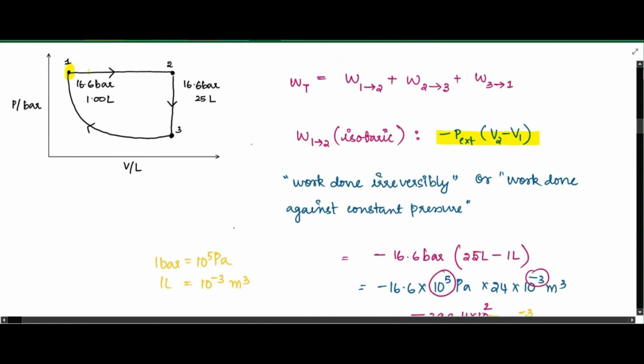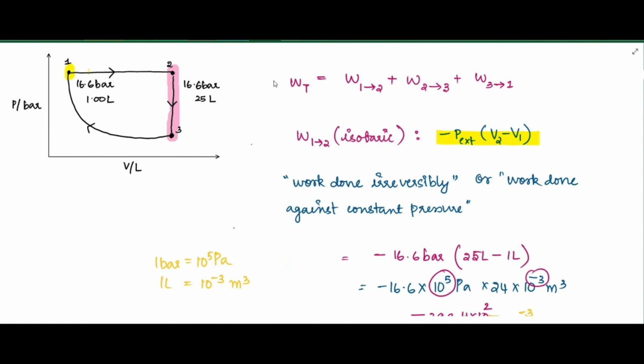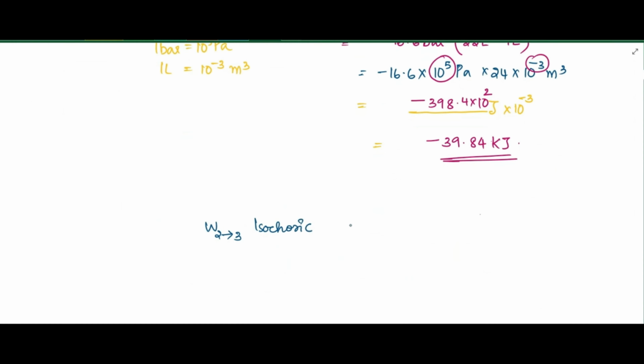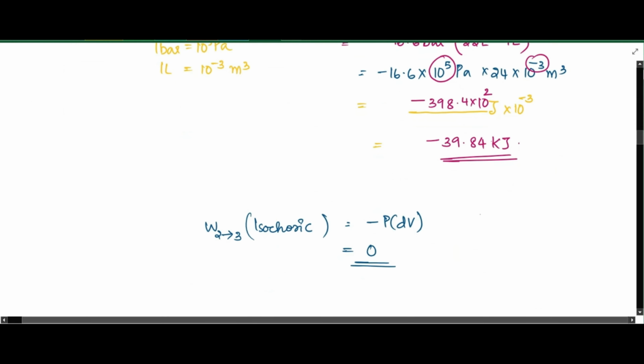Now let's move from 2 to 3. So here what you can see is the volume is maintained constant. So whenever you have a process, from 2 to 3, it's an isochoric process. നമുക്ക് equation അറിയാം, it is minus P into dV. There is no change in volume. 25 liters എന്നുള്ളത് 25 liters ആയിട്ട് തന്നെയാണ് നിൽക്കുന്നത്. So V is constant, work done is 0. Very easy. 2 to 3, work done is 0.